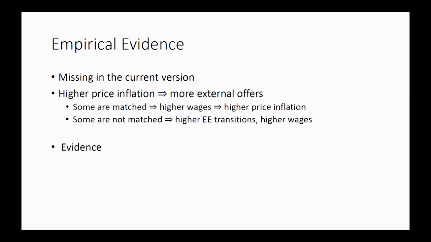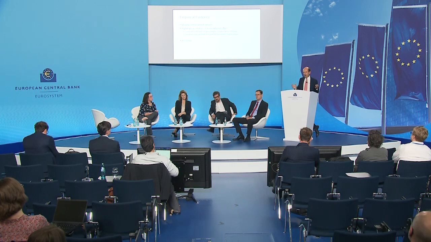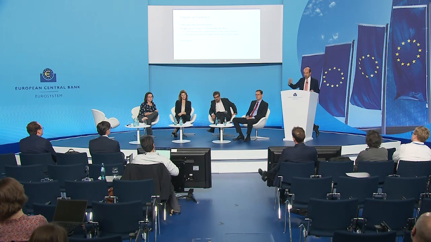Okay. Now the paper doesn't have any empirical evidence, but I thought it would be interesting to look at some of the predictions. So in the model, higher price inflation leads to more external offers. Some are matched by the current firm, which leads to higher wages and hence higher price inflation because the costs increase for the firms, and some are not matched by the current firm. And this leads to higher employment-to-employment transitions and also higher wages. So first, a clear implication is that higher inflation leads to higher wage inflation. So there's a kind of wage-price spiral that we find in the evidence.